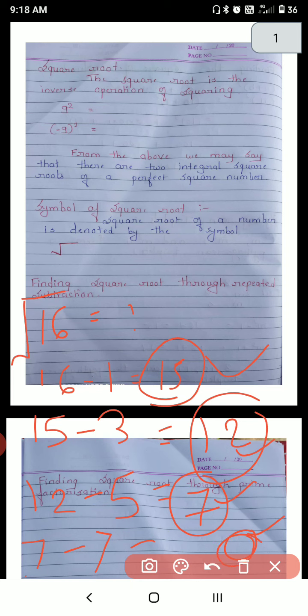In which step are you getting the 0? Count the number: 1, 2, 3, 4. So this step count is your answer. It means 16 is the square of 4. Just count the steps in which you get 0: 1, 2, 3, 4. So your answer will be 4. That 16 is the square of 4.